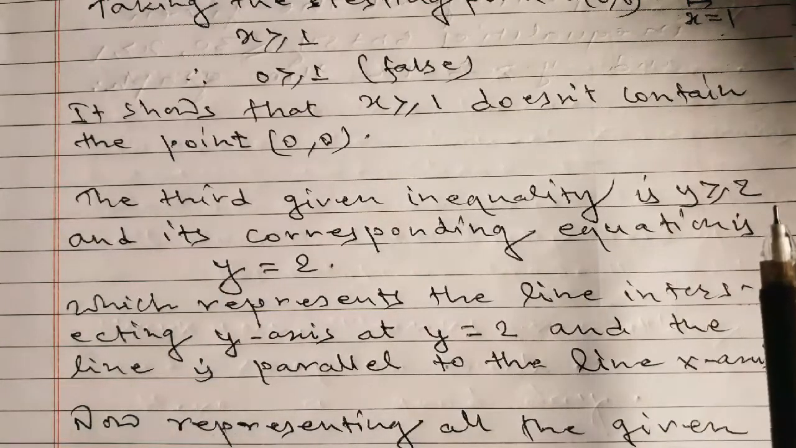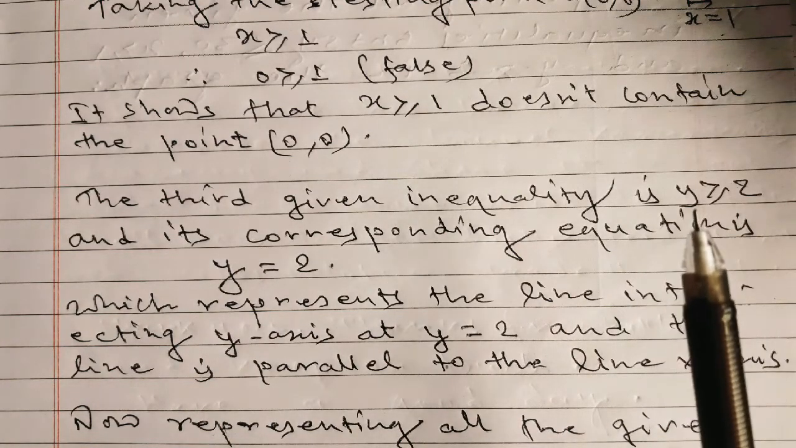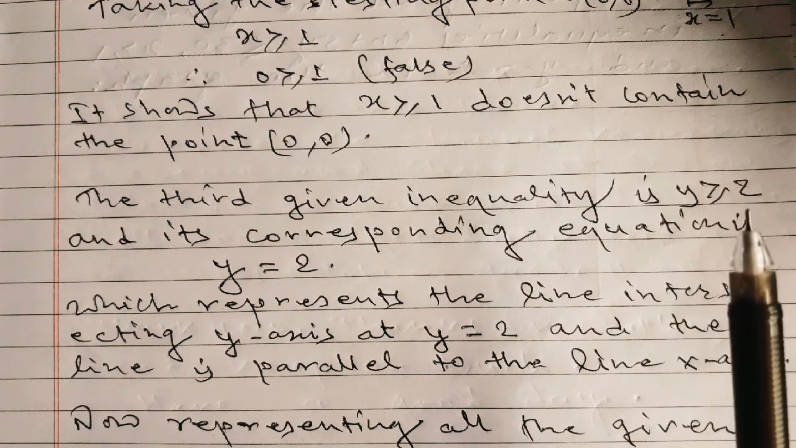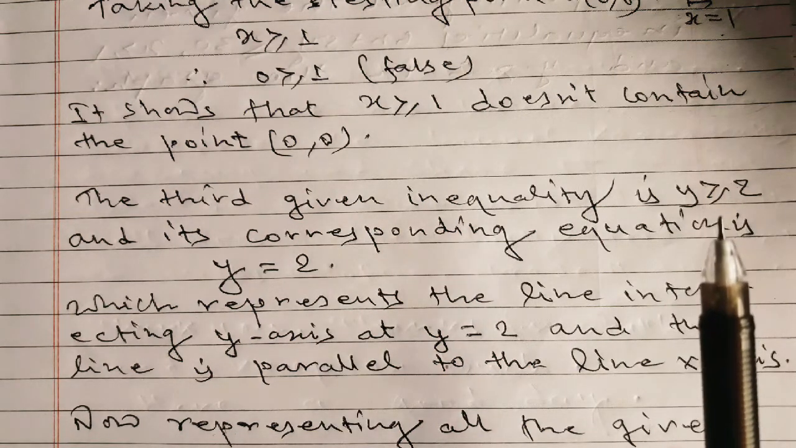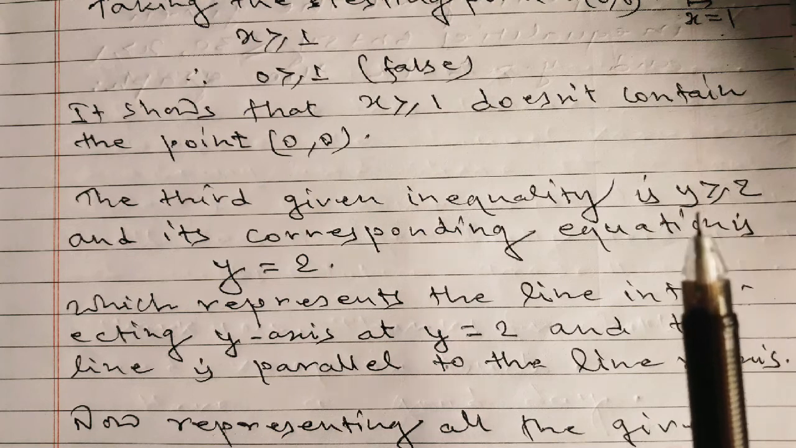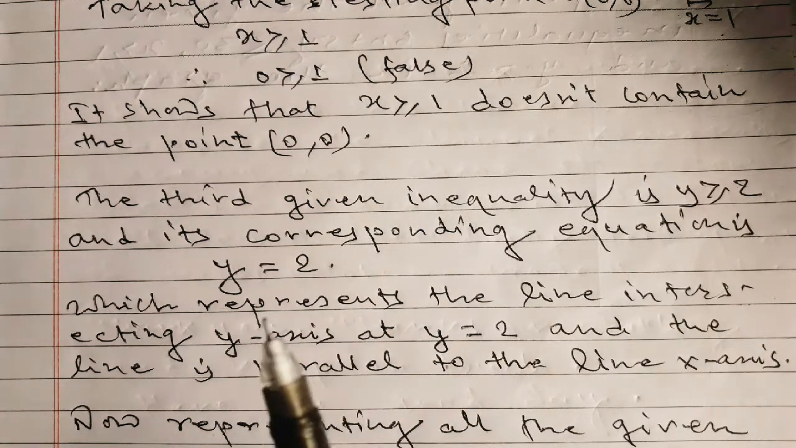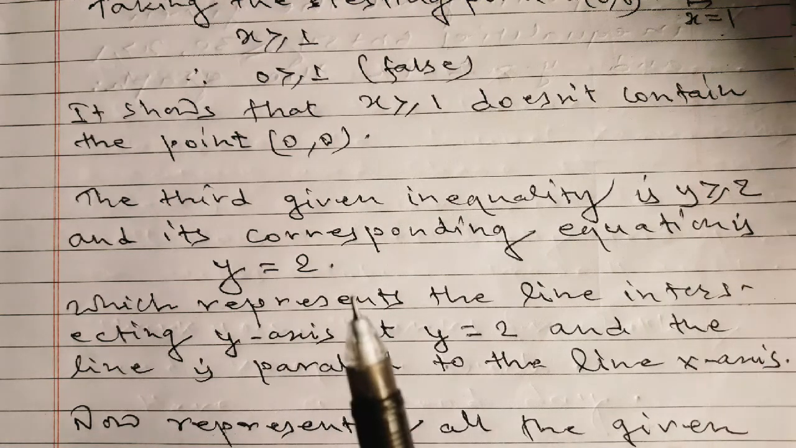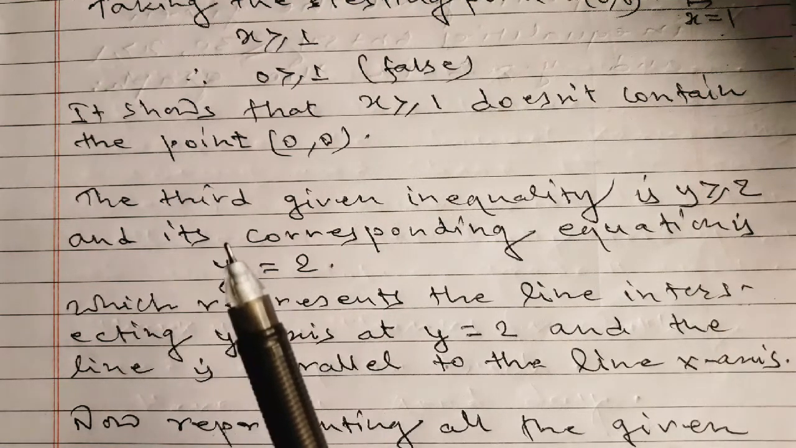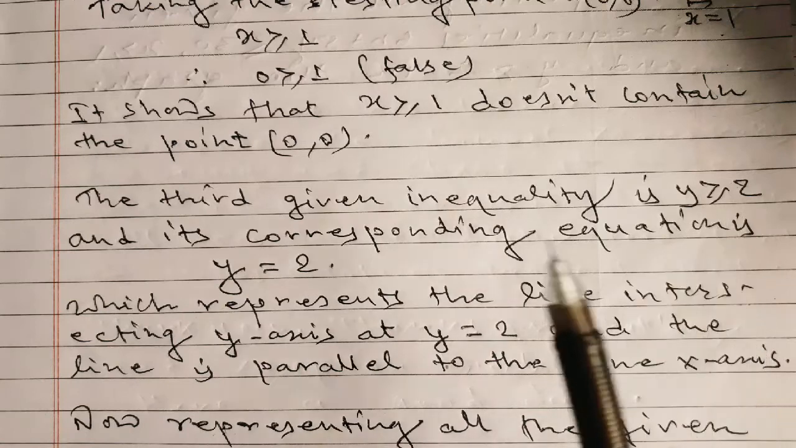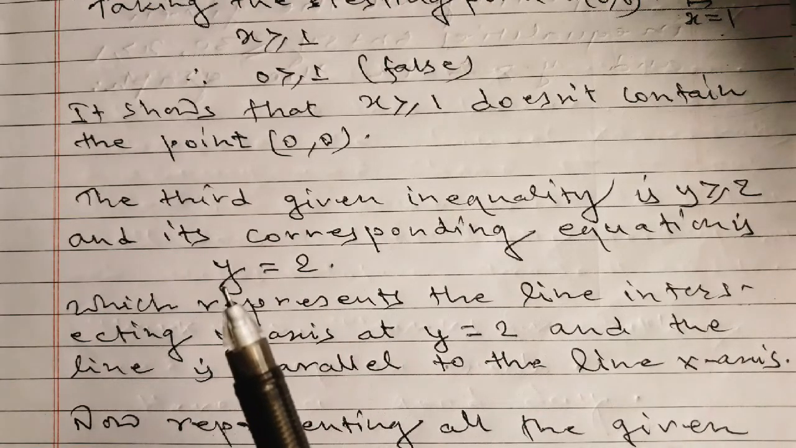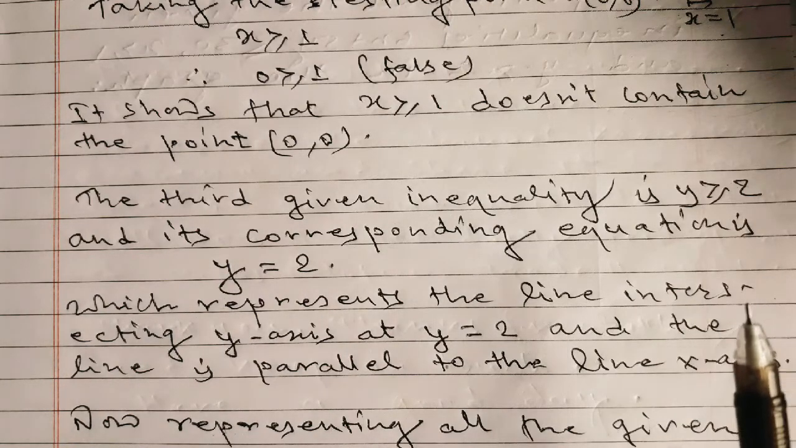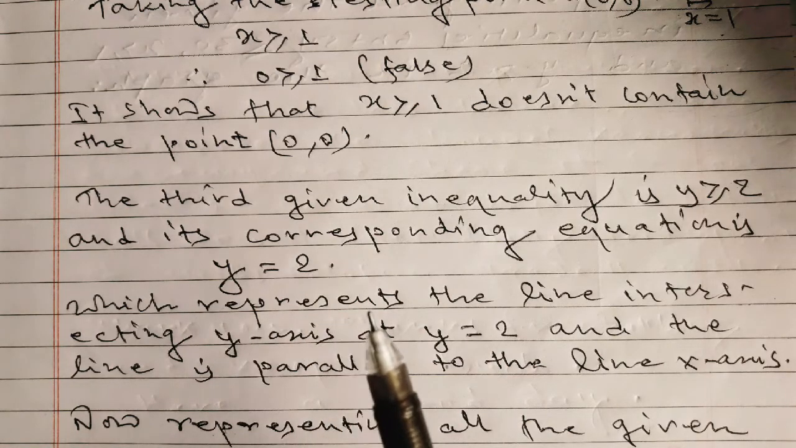Now the third inequality is y greater than or equal to 2. We have to represent y greater than or equal to 2 in the graph. To plot the graph of any inequality, at first we have to change the given inequality into the corresponding equation. With the help of the corresponding equation, we can easily plot it in the graph. The corresponding equation of y greater than or equal to 2 is y is equal to 2, which represents the line intersecting the y-axis at 2 and parallel to the x-axis.